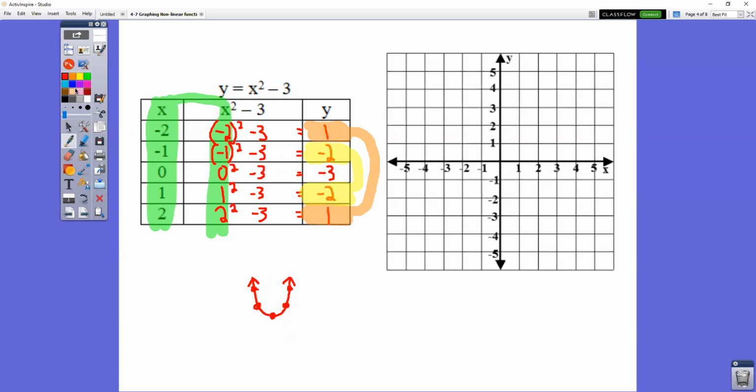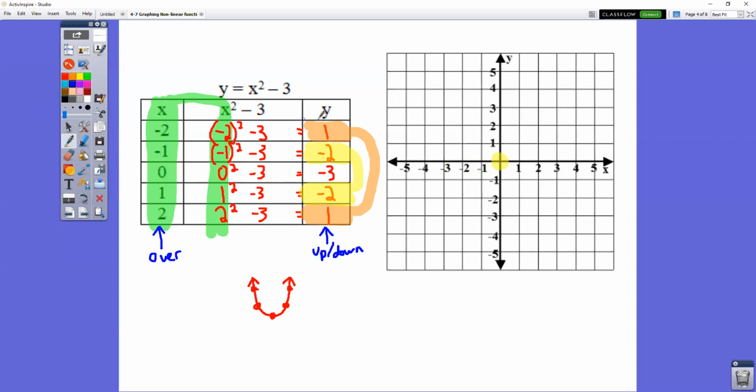That is always going to happen. When we go to graph our points, your X value is how many we go over. Your Y value is how many we go up or down. Remember, when we graph points, we always start right here in the middle. That's where we start counting from.